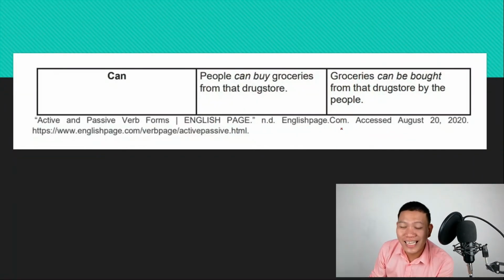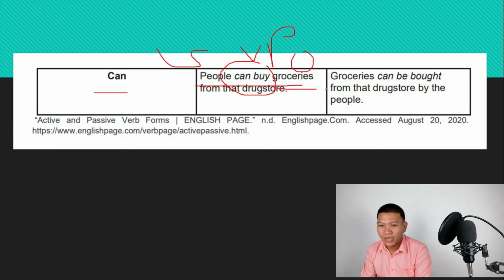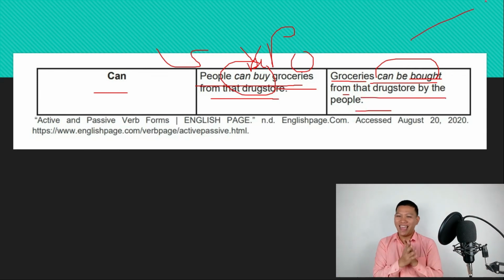And lastly, can. People can buy groceries from that drugstore. So people is the subject, verb phrase is can buy, and then the object is groceries. So groceries become the subject, groceries can be, and then plus bought, plus past participle. Can be bought from that drugstore by whom? By the people. Okay.